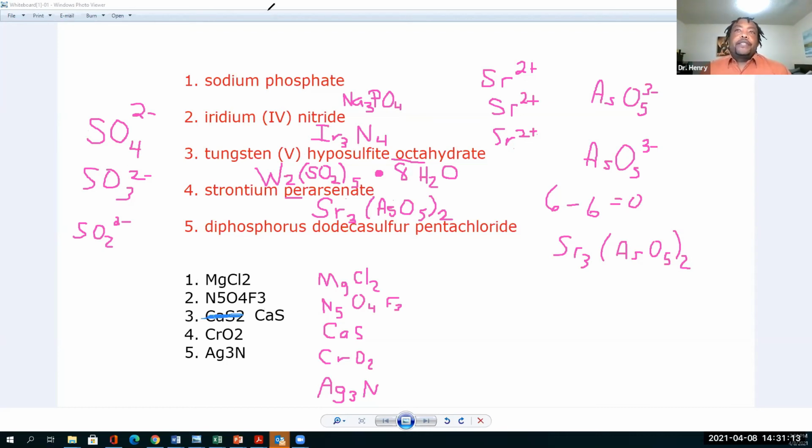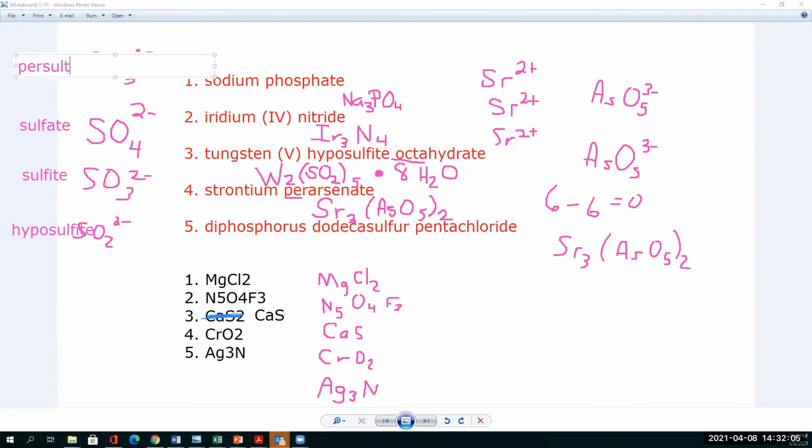So the order is, again, if you look at the roots, so this guy is ATE, so it's sulfate. This guy is sulfite. This guy is hyposulfite. And then SO5 2 minus is going to be persulfate. So per always goes with the ATE.